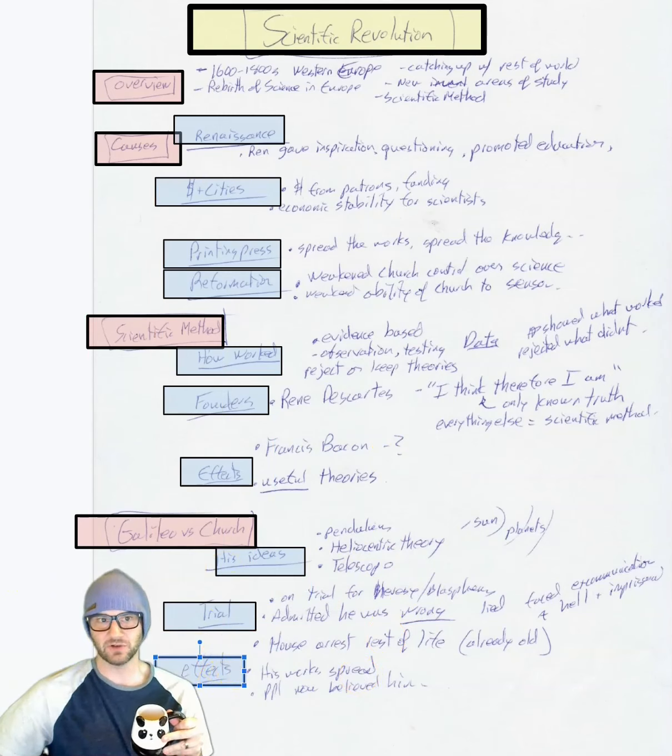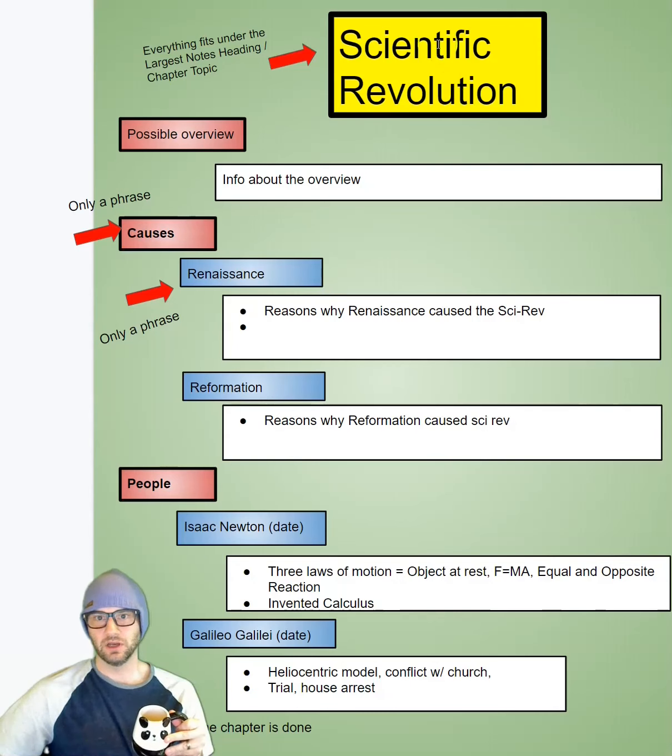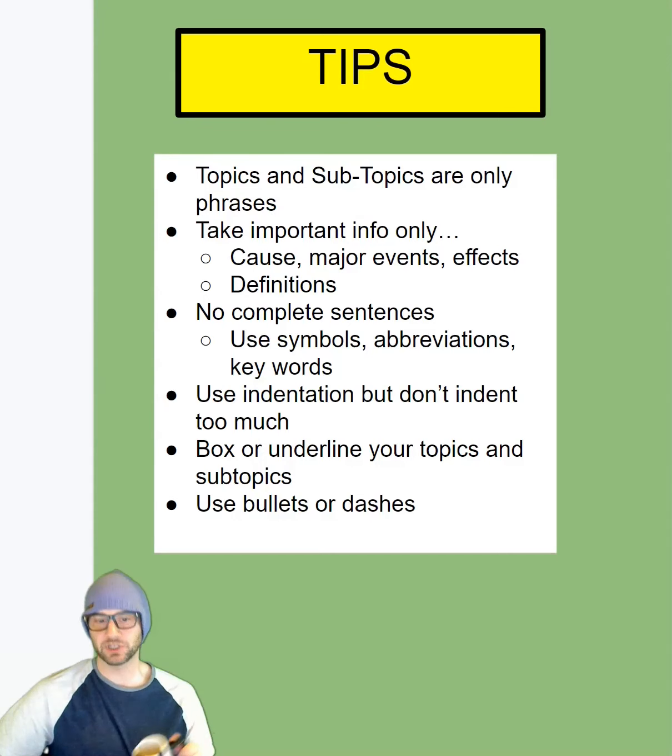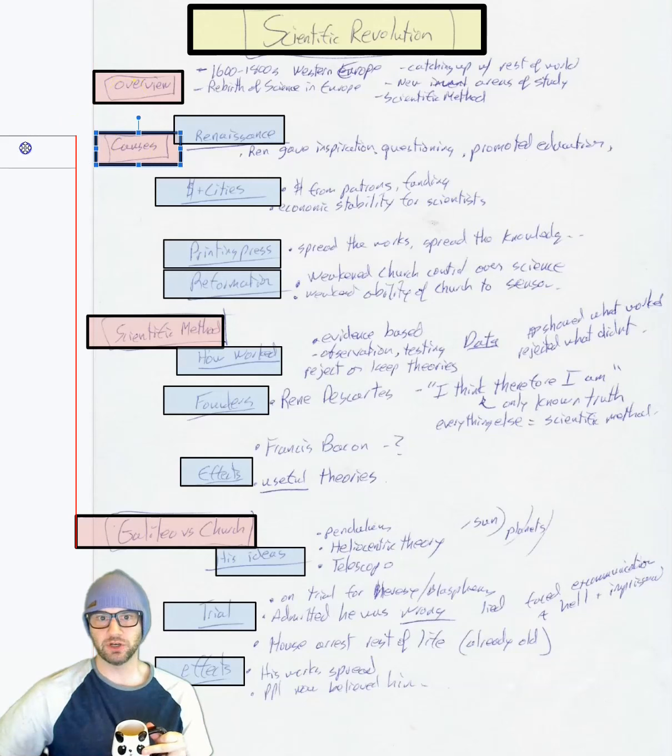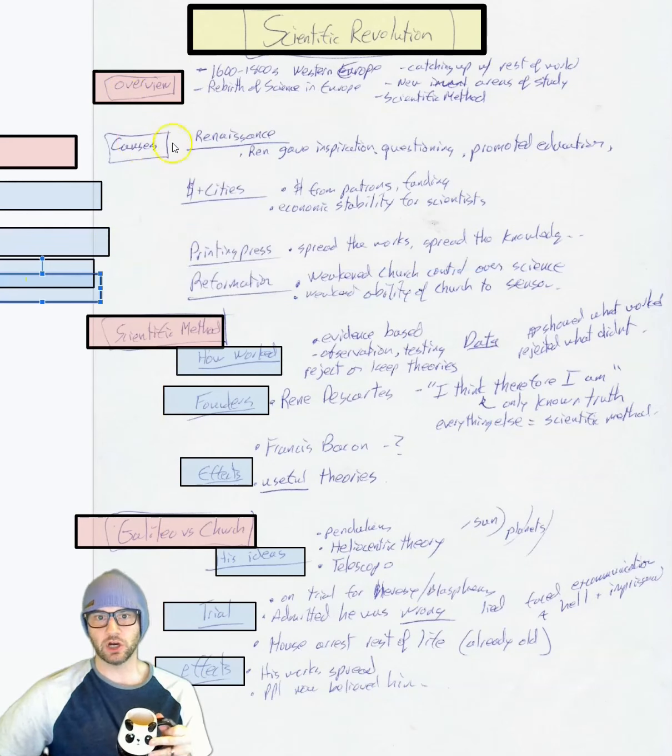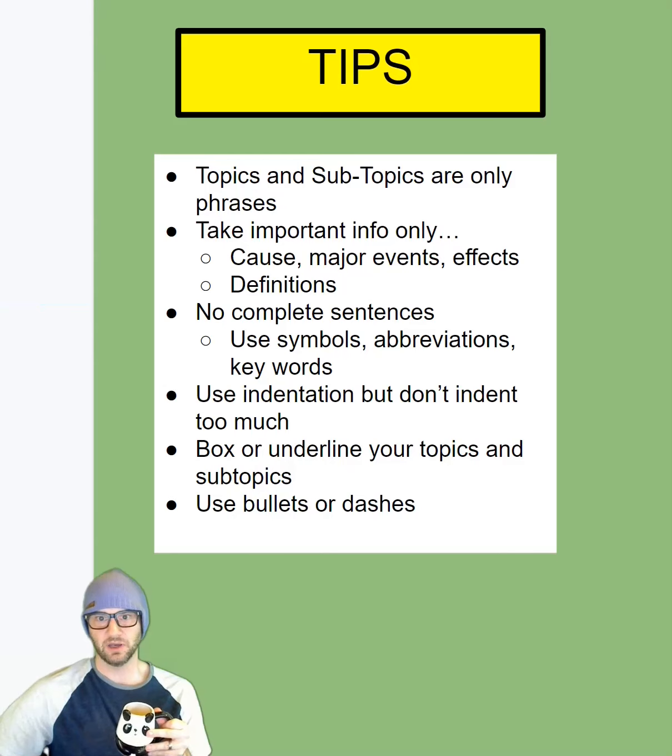And the effects, okay? So take a look. Main heading, subheadings or topics, the subheadings, and the information. You see this page? That's how it looks for me. Yours might look a little different. Here are some tips. Number 1. Topics and subtopics are only phrases. They should be able to pull your eye really quickly, so you can skim your notes really quickly. Causes, Renaissance, cities, printing press, Reformation, they're only phrases.